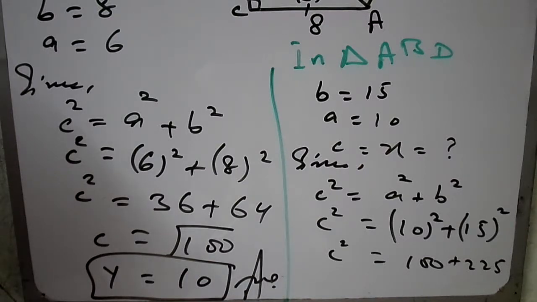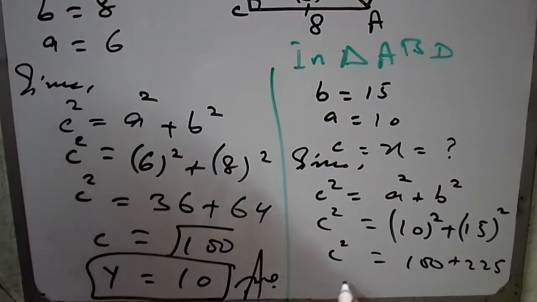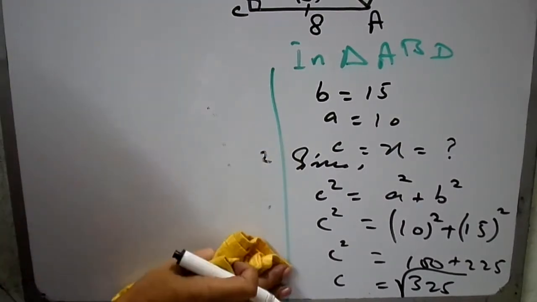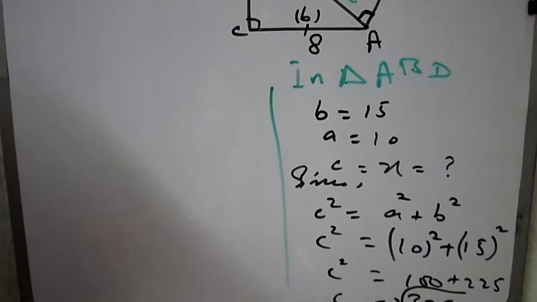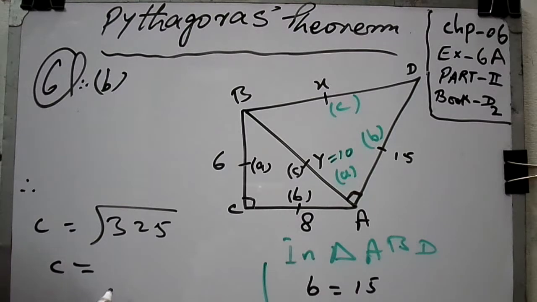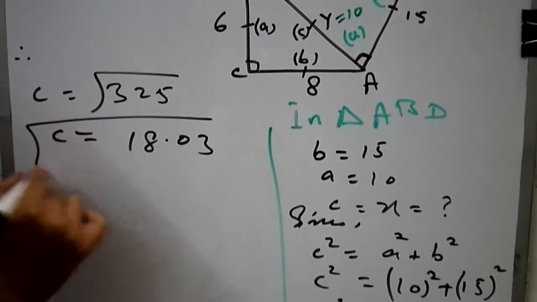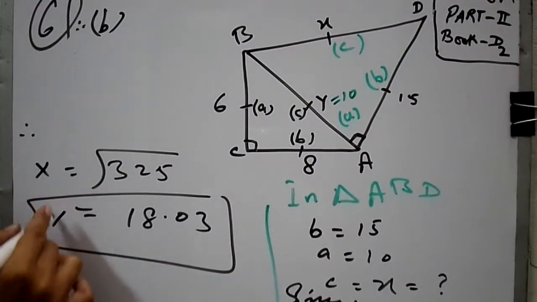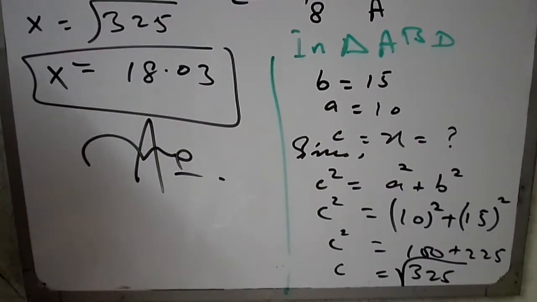After calculation, you need the value of C, which is equal to under root 325. Therefore the value of C is under root 325, and the value of C is 18.03. So you have calculated the value of C. Actually C is representing x, so it is your x. That is your result.